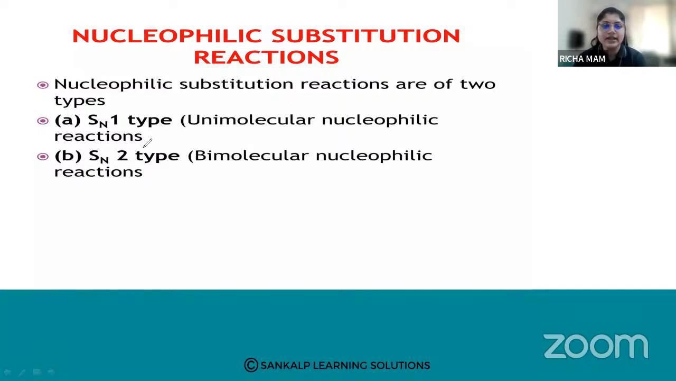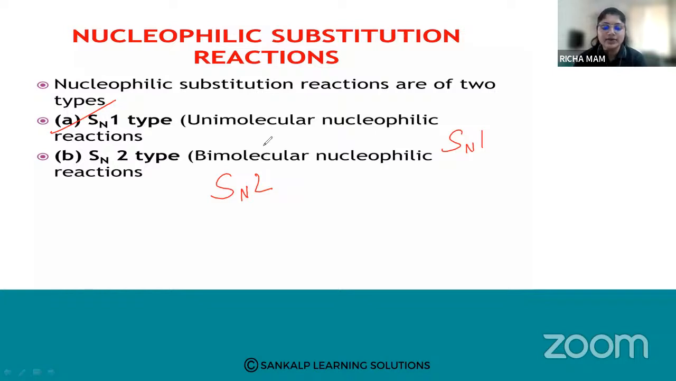The first is SN1. SN1 stands for substitution nucleophilic unimolecular. And the second type of nucleophilic substitution is substitution nucleophilic bimolecular. So first we are going to start with SN1, also abbreviated as the SN1 mechanism.